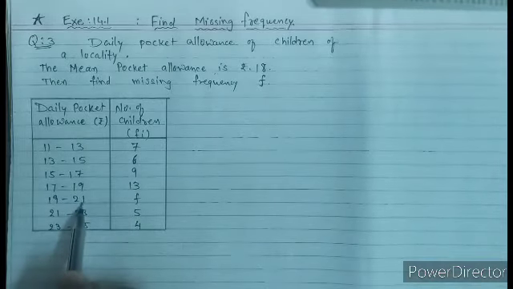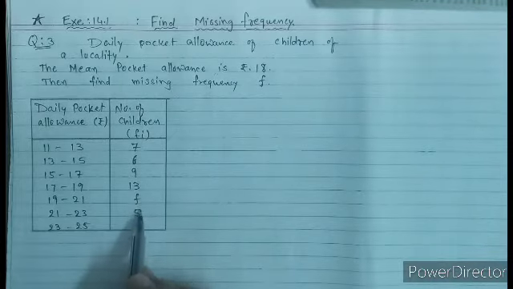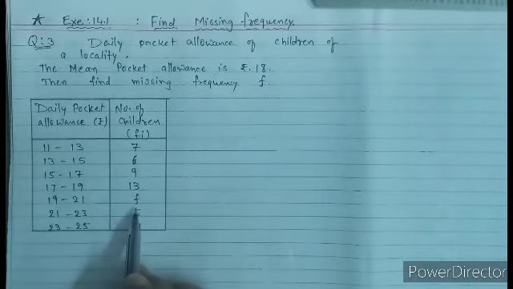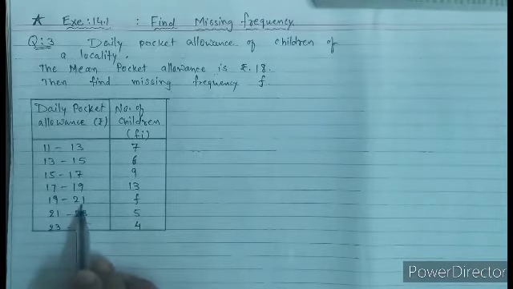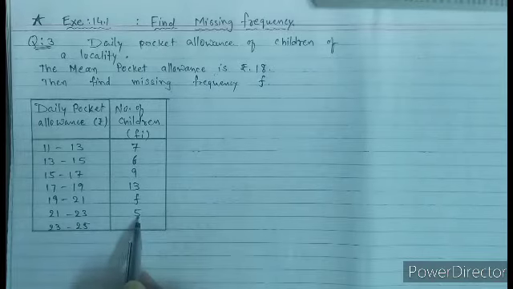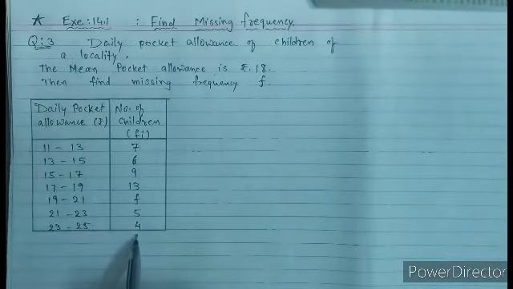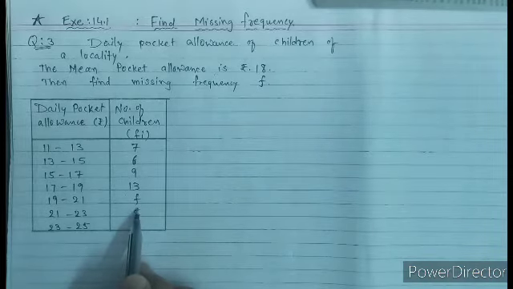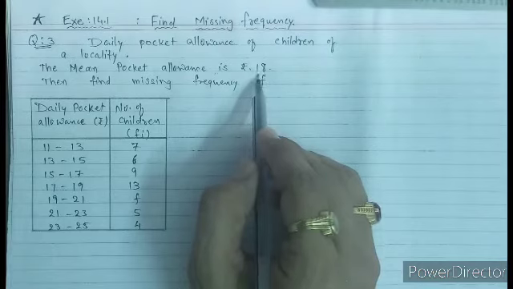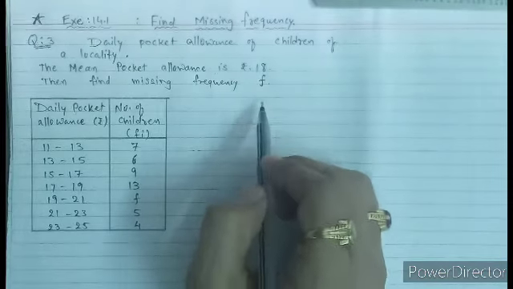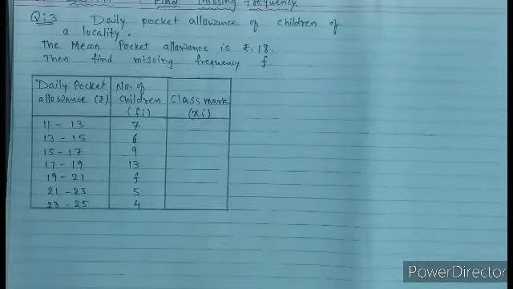For 19 to 21 rupees, there is a missing frequency, which means we are not given the number of children for pocket money rupees 19 to 21. Rupees 21 to 23, 5 children. 23 to 25, 4 children. So this f is the missing frequency. We have to find this missing frequency when the mean of this data is given, which is rupees 18. Now from this data we have to get the missing frequency.